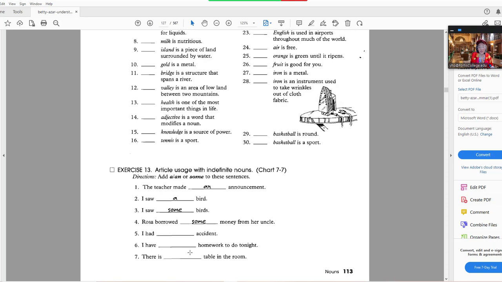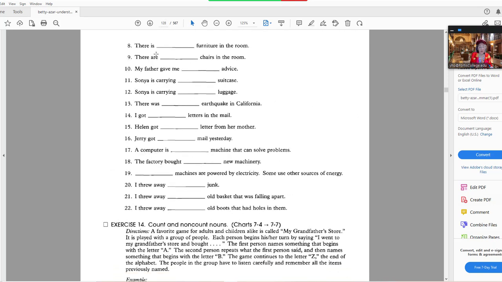I have some homework to do tonight. Here, you know homework is a non-count noun, and so you can't use a and an in front of a non-count noun because then you're counting it. There is a table in the room. There is some furniture in the room. There are some chairs in the room. My father gave me some advice.